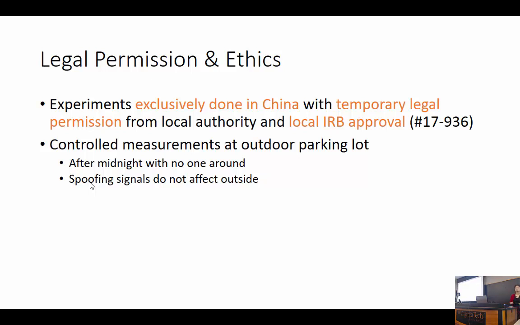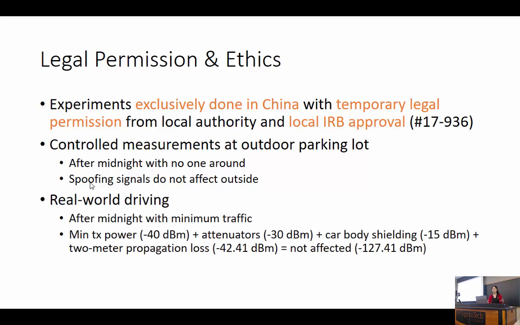And we also do controlled measurement at an outdoor parking lot at midnight when nobody is around. With all these precautions, we carried out our attack. We also did one experiment actually driving on the road, but that was at 3 a.m. or 4 a.m. in the morning, when there's really nobody driving around us.